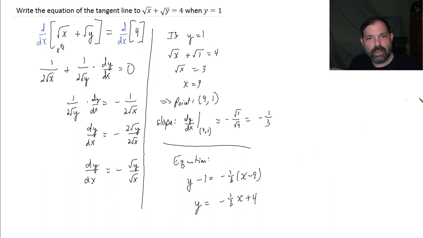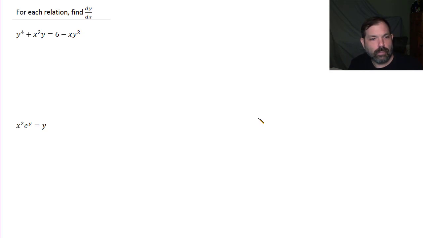All right, so now that we have this idea on how we can find that, let's look at a couple more examples of applying implicit differentiation. So here we have a relation y to the 4th plus x squared y is equal to 6 minus x y squared, and we're asked to find the dy dx. Notice that in this equation, the y appears more than once, and so we're going to end up with multiple terms that have the dy dx. And so we'll have to do a little bit of algebraic work to then find the dy dx.